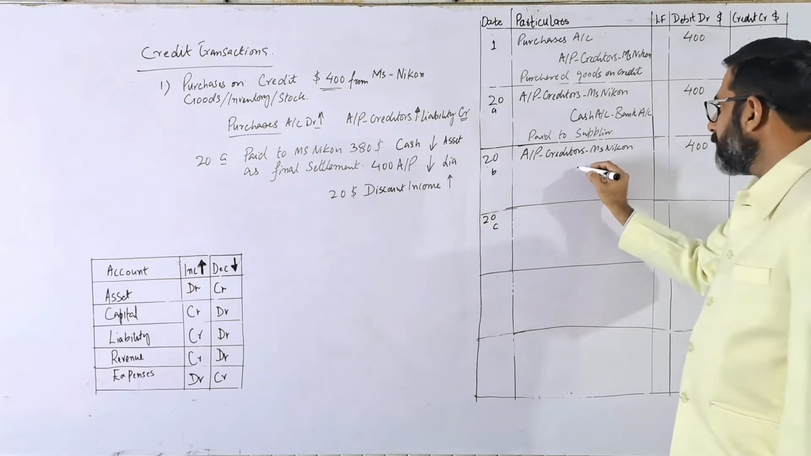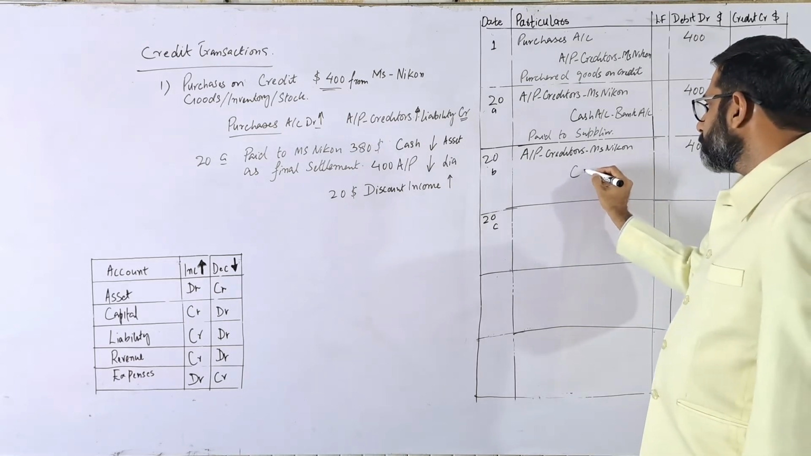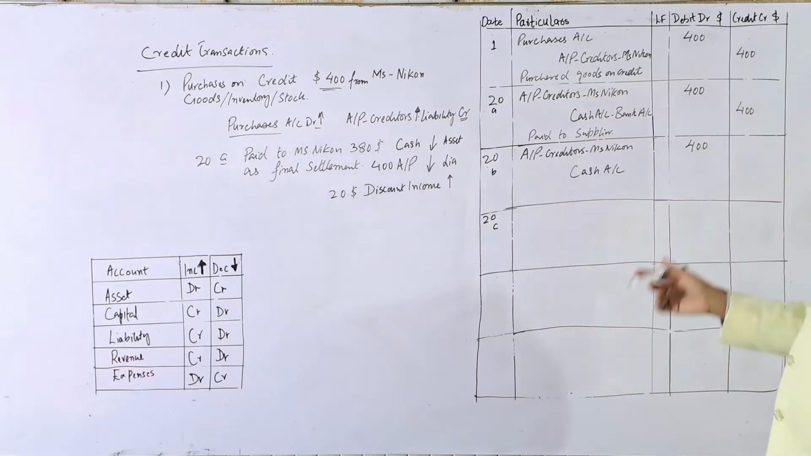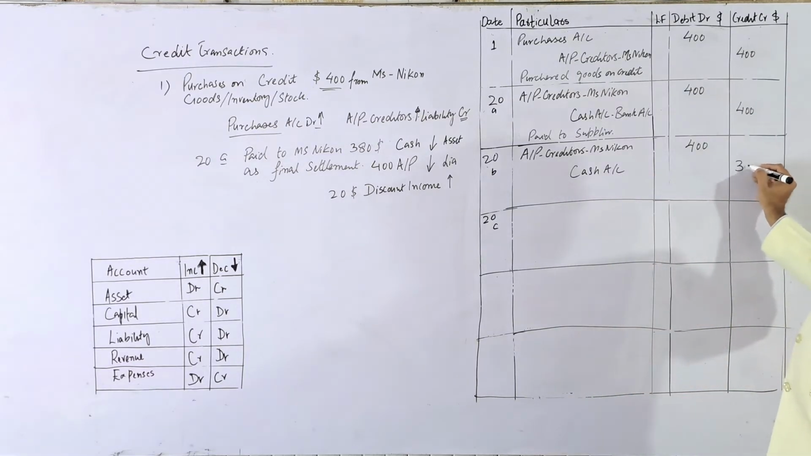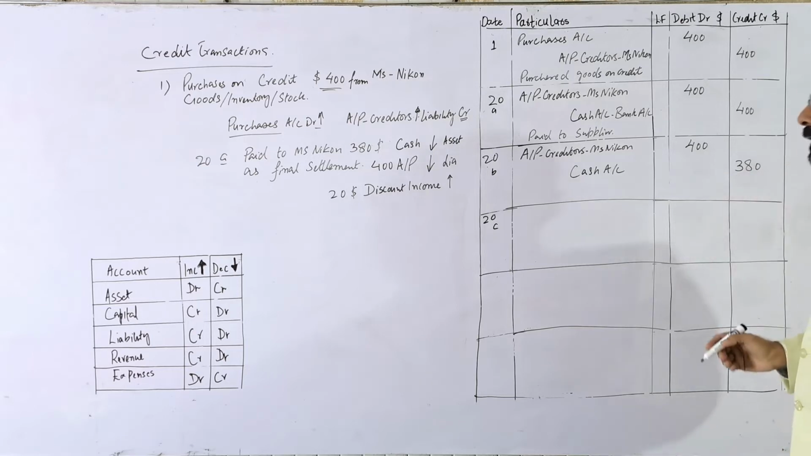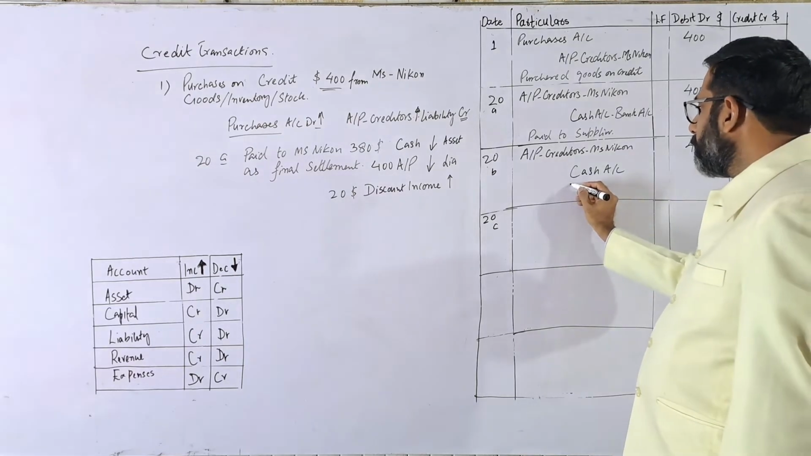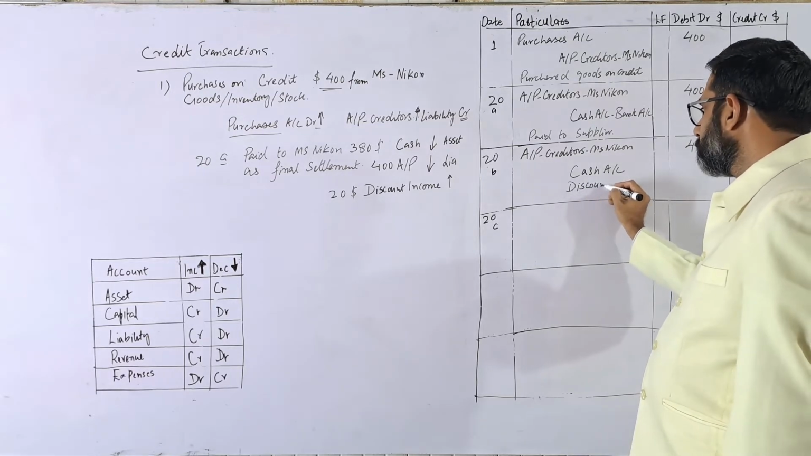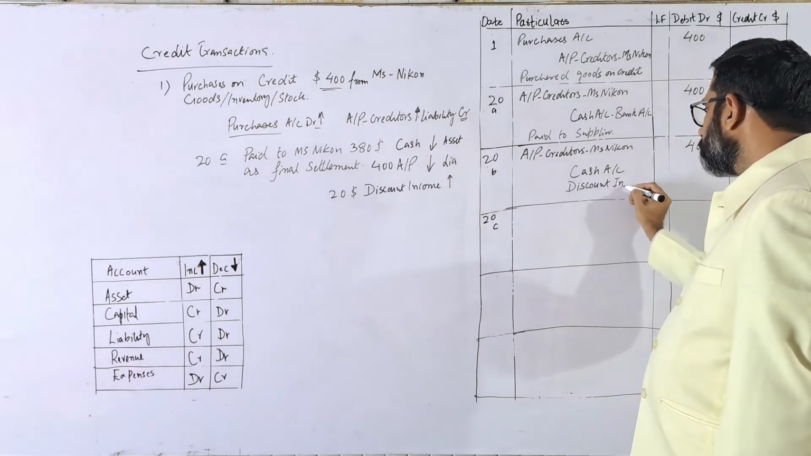Now the next thing is the cash. Okay, cash or through the bank you are paying, but you are paying only $380, and the other amount is the $20, that is the discount income.